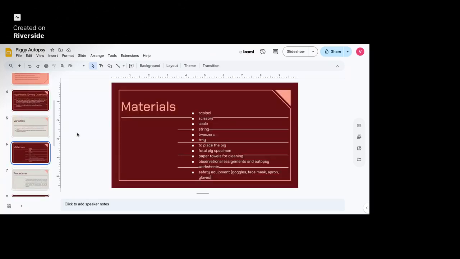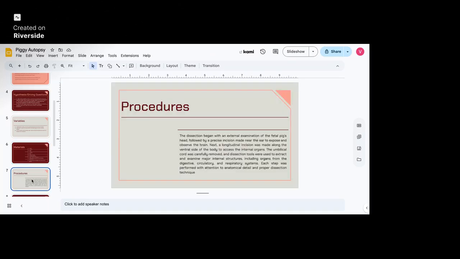For materials: scalpel, scissors, scale, string, tweezers, tray to place the fetal pig specimen, paper towels for cleaning, observational assignments and autopsy worksheets, and safety equipment: goggles, face mask, apron, and gloves.